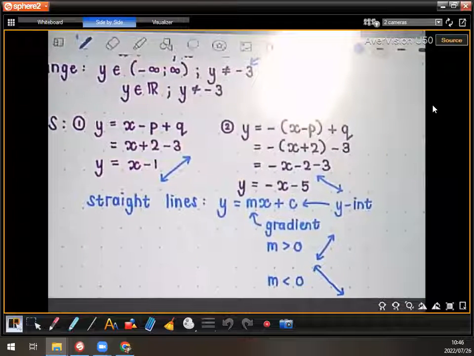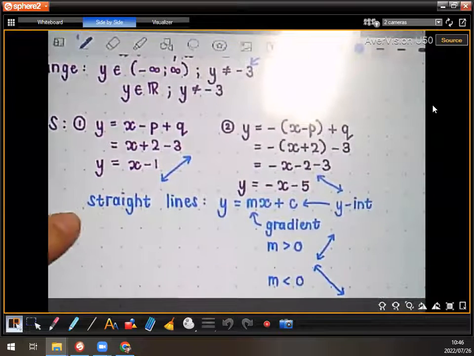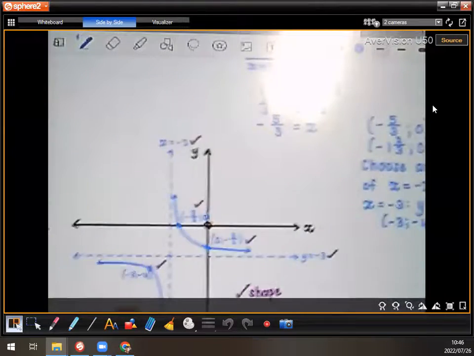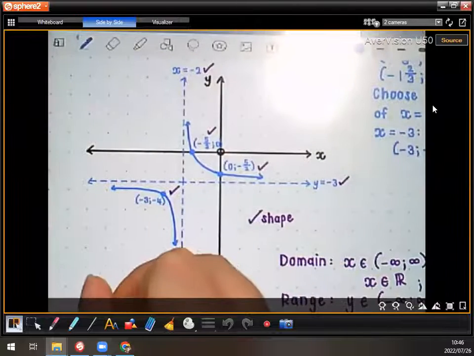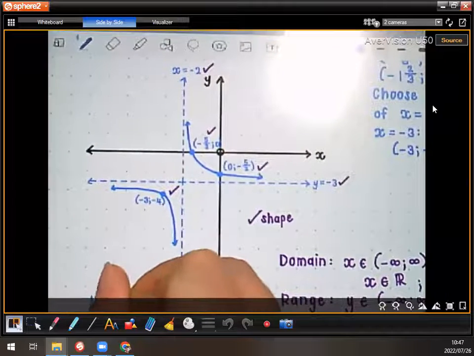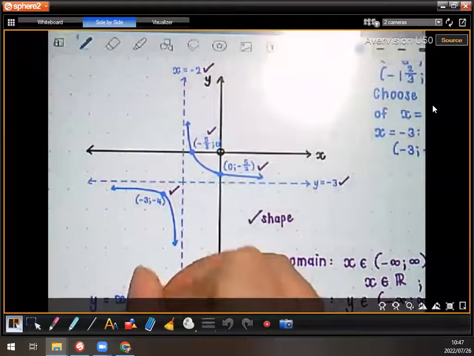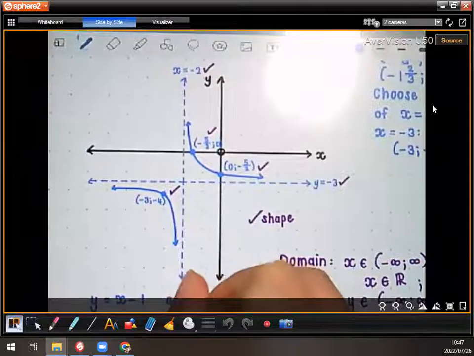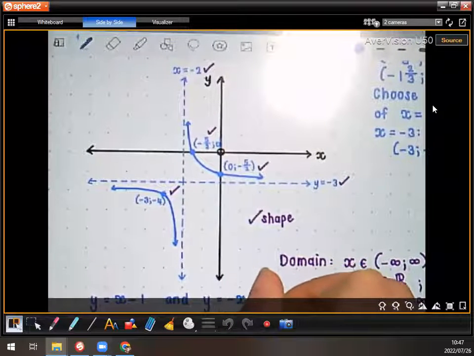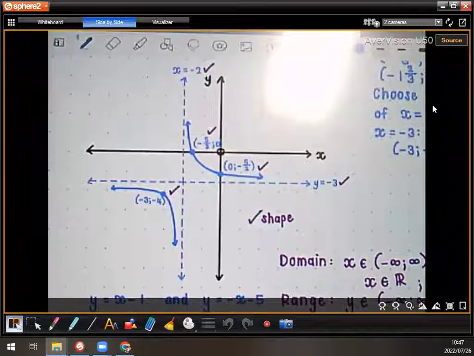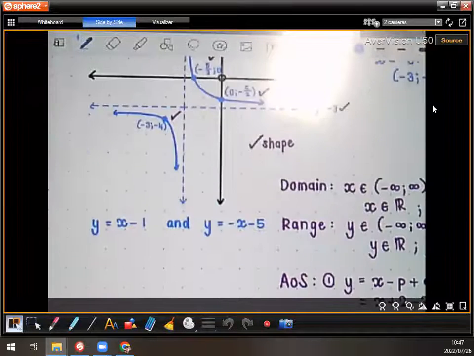But we might still have to draw this in, so I'm just going to write them. Let's go back to the graph quickly. What were those two equations? It was y equals x minus 1 and y equals negative x minus 5. Oh, sorry, that's your screen.